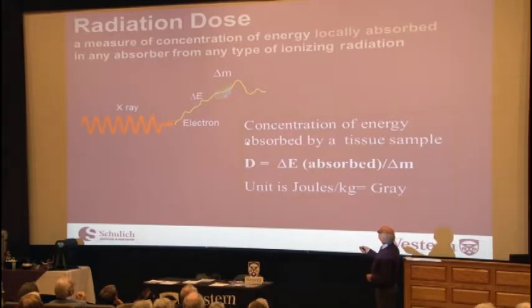So imagine a small piece of tissue in your body. We call that a voxel. The electron passes through that and deposits some energy in that little piece of tissue. The concentration of the energy, which is delta E divided by delta M, in that little piece of tissue is called the radiation dose. So obviously, the more you deposit in here, the more dose there is, the more potential for radiation damage. In real life, in an exposure, you have a lot of these particles.